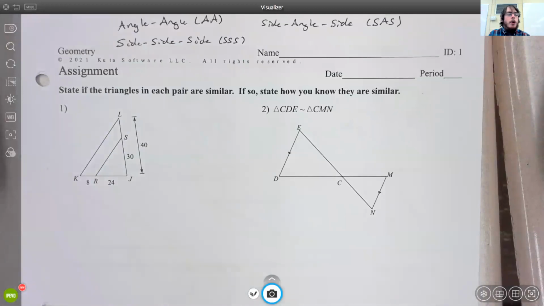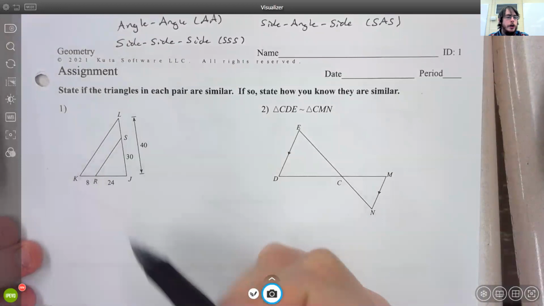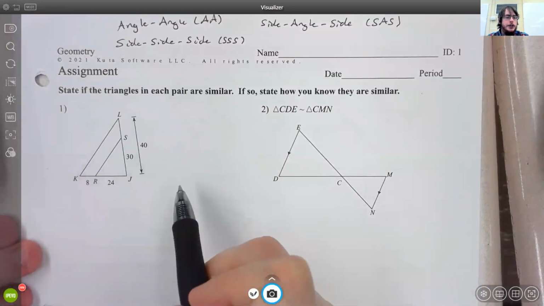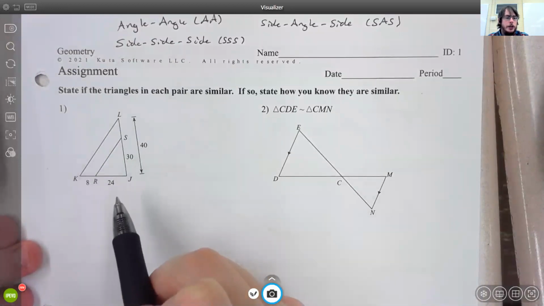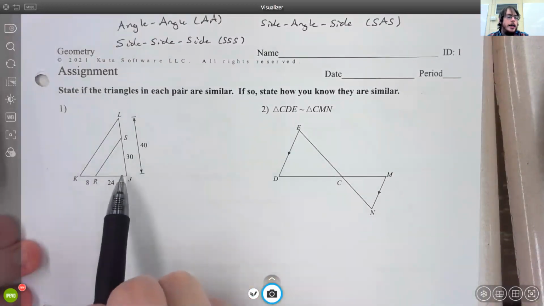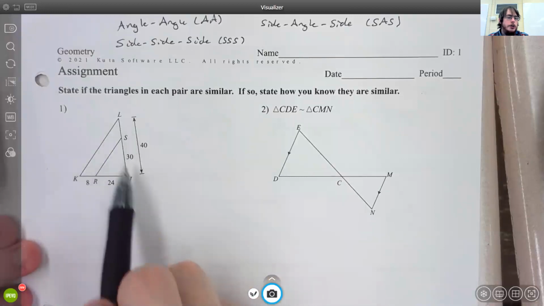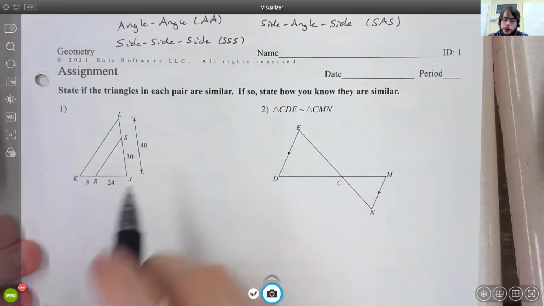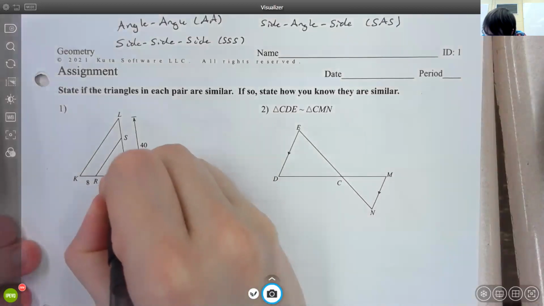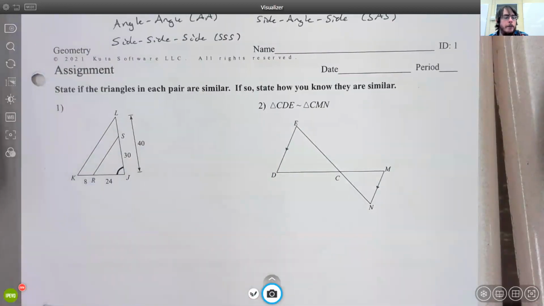So let's look at number one. You should immediately notice that we have two triangles that are overlapping one another, okay? So that immediately tells us that we have a shared angle here. Do you know where the shared angle is? Well, here we see that triangle RSJ and triangle KLJ have to share angle J. So we have one angle there.